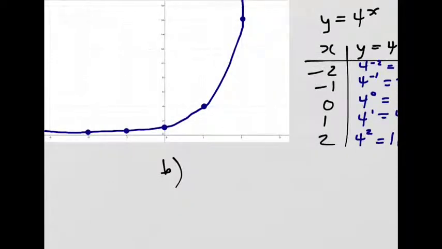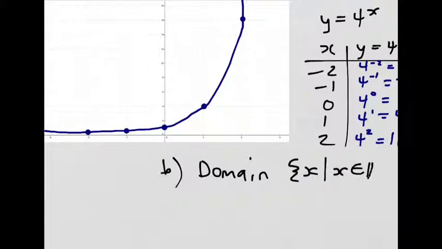Just think about what kind of exponents I could put for 4. Are there any exponents that I'm not allowed to put? No, you could put anything. So the domain here is just all real numbers, right? Set brackets are hard to do with a stylus. There we go. X such that x is a real number. Okay. All real x values, we're good to go.